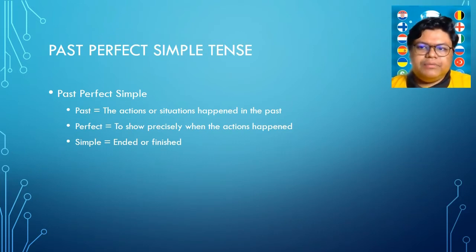Okay, past perfect simple tense. Okay, let's break down those words. Past perfect simple. Past means the actions or situation happen in the past, okay, di masa yang lalu. Perfect means to show precisely when the actions happened, okay, untuk menunjukkan secara tepat bila action tu berlaku. Simple, ended or finished. Okay, maksudnya it is not in progress. Okay, let's move on.